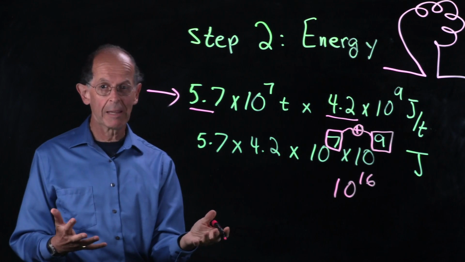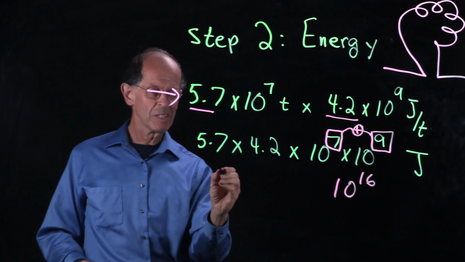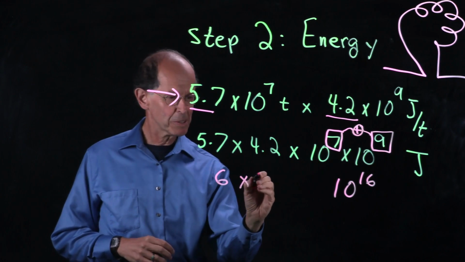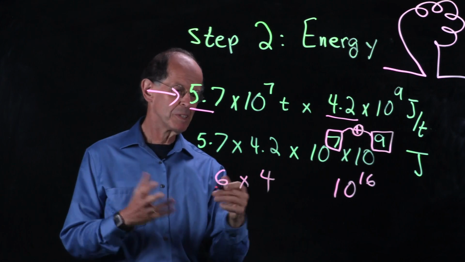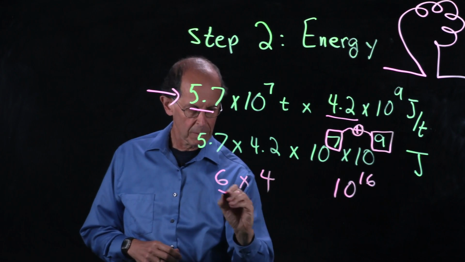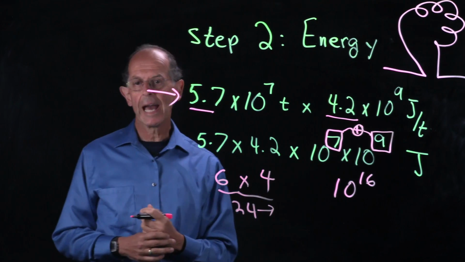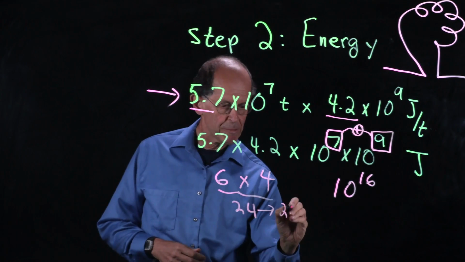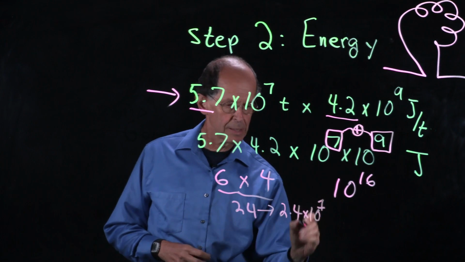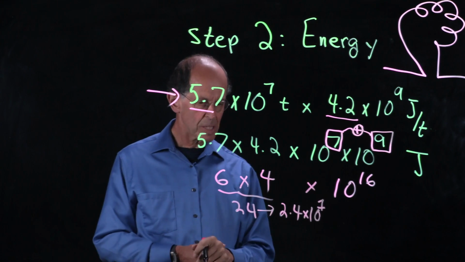What do I do with that? Well, first thing you do is you approximate. 5.7, good enough, 6. And 4.2, good enough, 4. Well, we know what 6 times 4 is. It's 24, which we can also write as 2.4 times 10 to the power 1. So we have 6 times 4 times 10 to the 16.